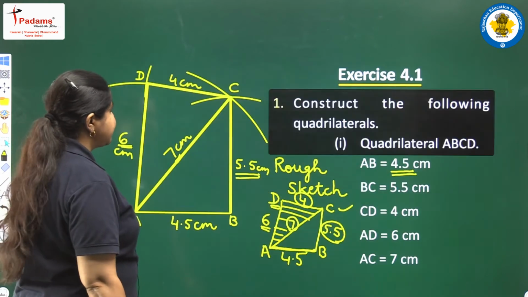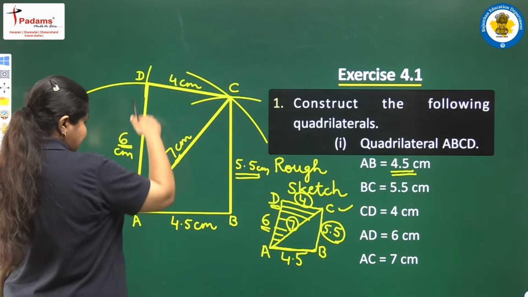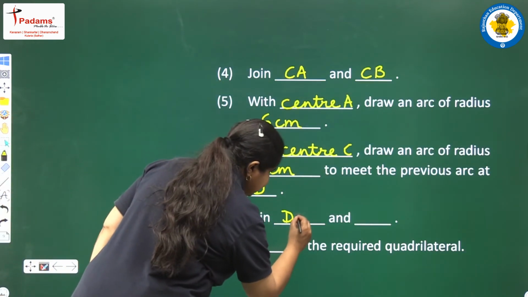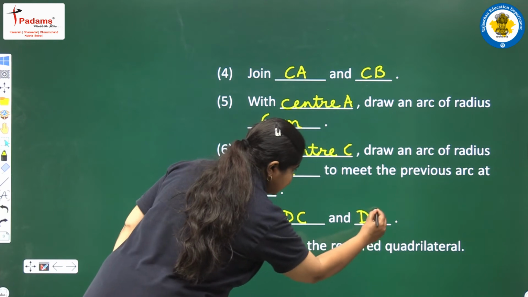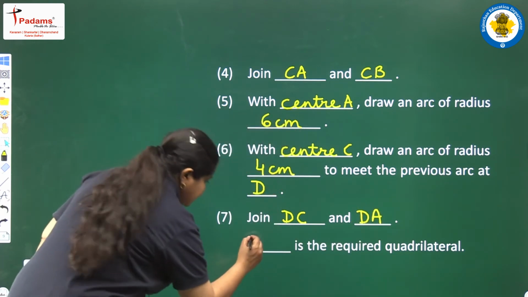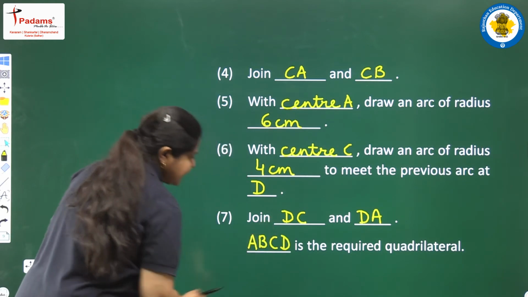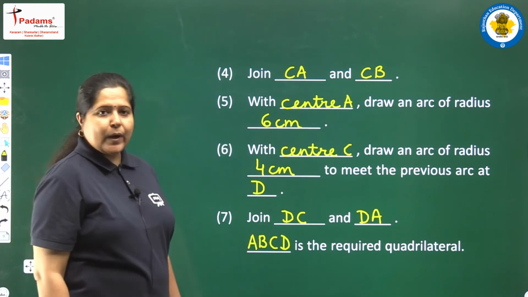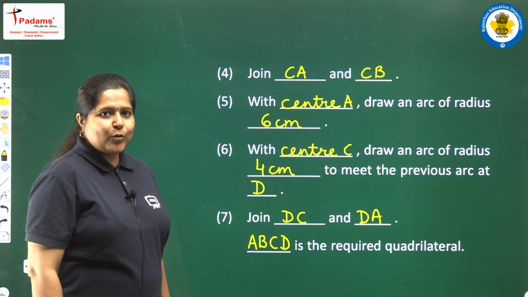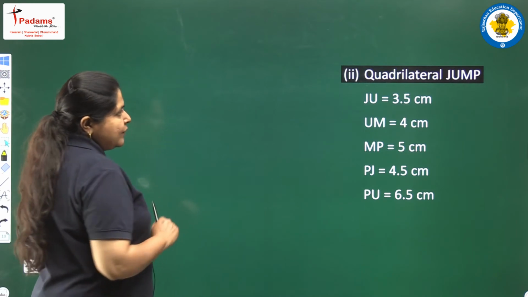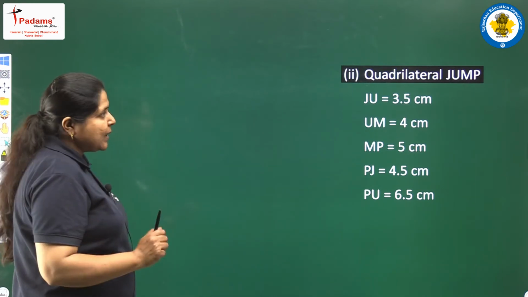Then what next we did? Join DC and DA. So, join DC and DA. With this, we get the quadrilateral ABCD, and we write it as ABCD is the required quadrilateral. I hope it is very much clear to you. We move on to the second part of exercise 4.1.